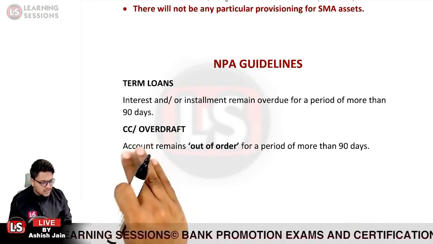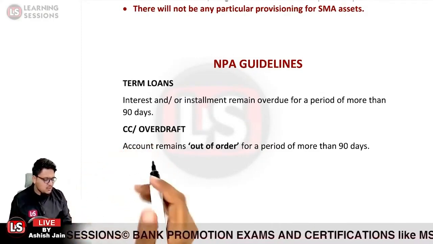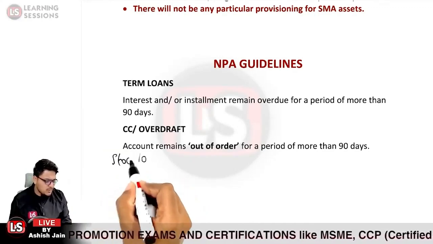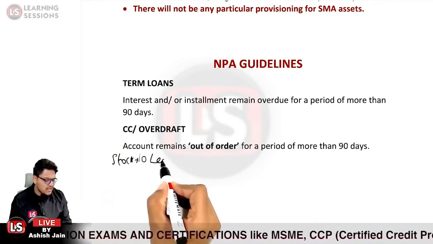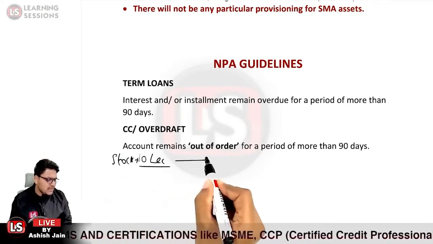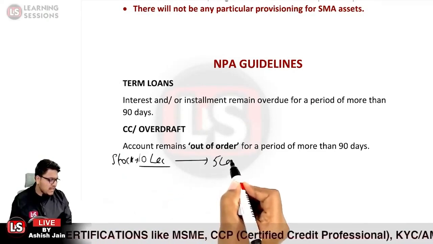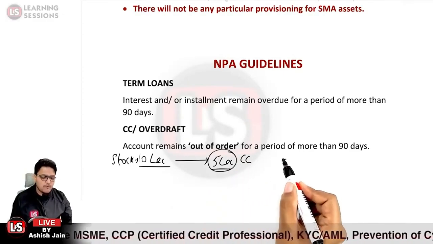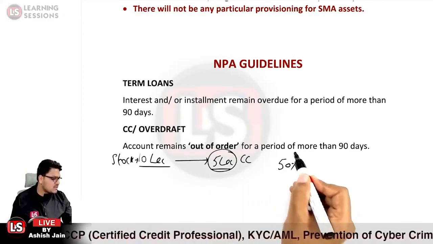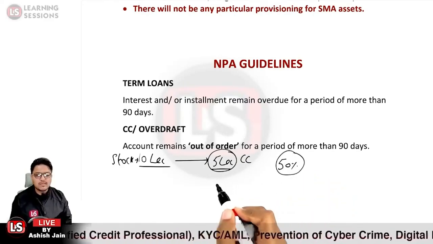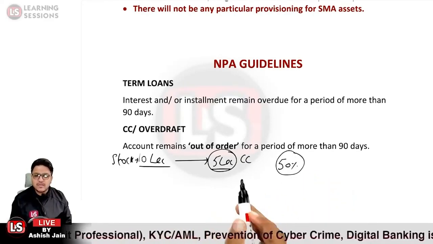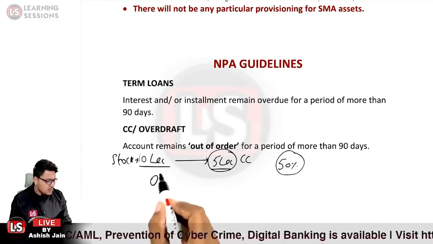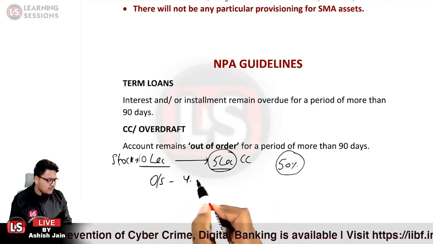So let us take the case, a CC limit has been sanctioned to a shopkeeper against stock of rupees 10 lakh. So the shopkeeper is having a stock amounting to rupees 10 lakh, and against this, a 5 lakh CC limit has been sanctioned, keeping a margin of 50%. So 50% of the margin is to be maintained, and the shopkeeper is sanctioned 5 lakh of the CC limit.